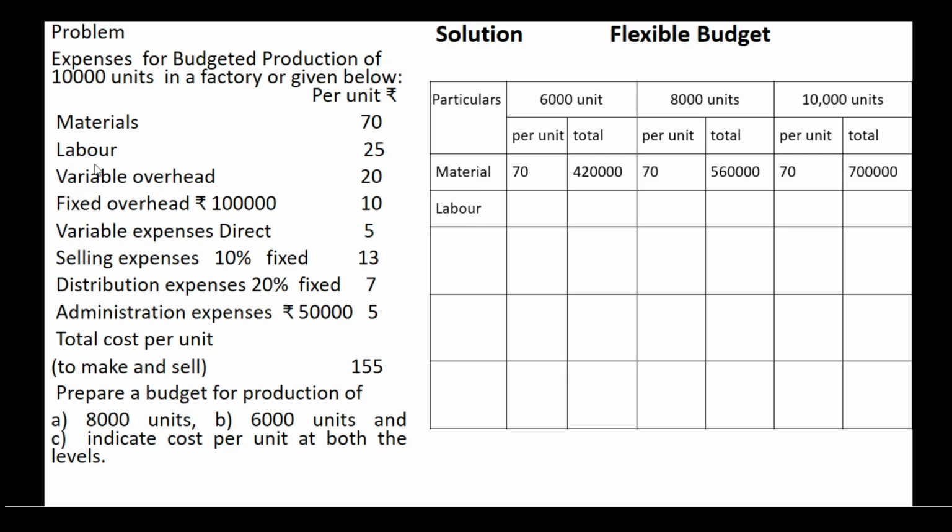And the next one, that is the labor. The labor per unit under the 10,000 units is 25 rupees. So for 10,000 units production, the labor cost amount is 25 rupees per unit.